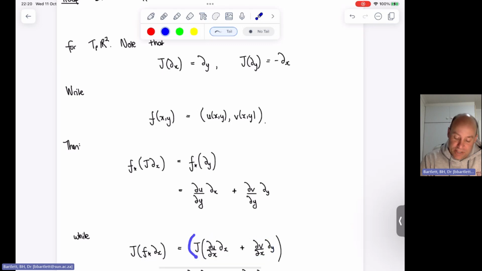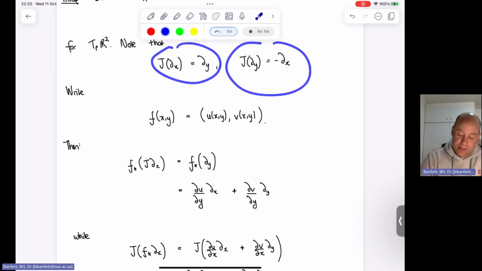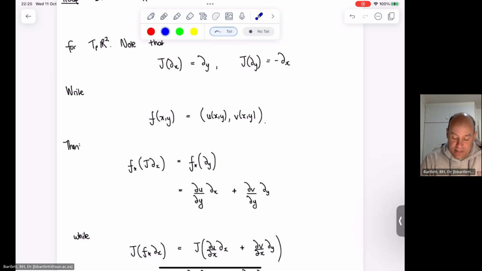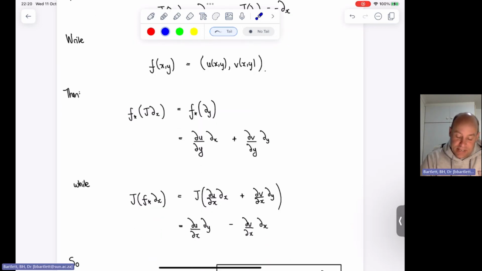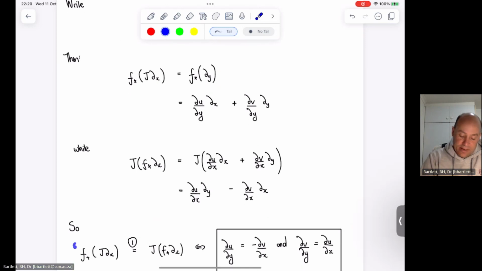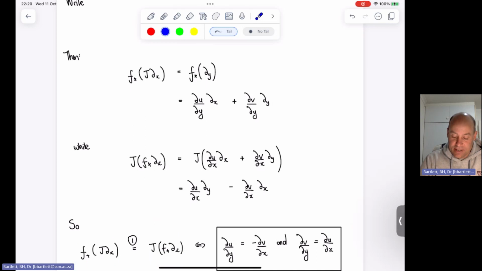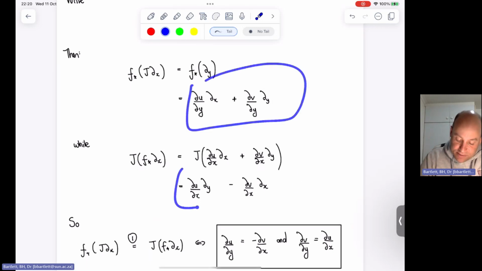And now I've got to apply j to this. We agreed that j acts like this. So I apply that in here, and I'm going to get this. So in other words, if I say that f star j del x equals j f star del x, then it's saying that this equals this.